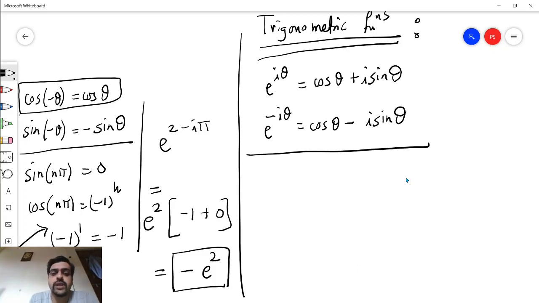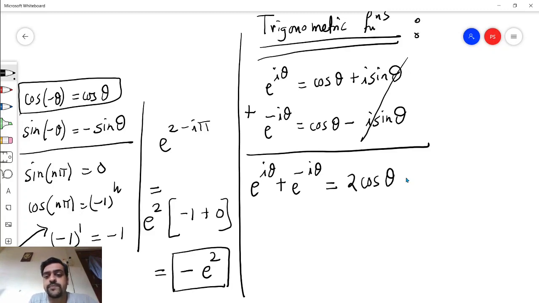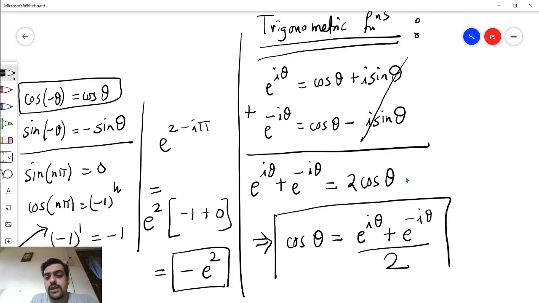Now we are going to add these two equations. So on the LHS we have e raised to i theta plus e raised to minus i theta. On the right hand side, these two terms will get cancelled with each other and we will have 2 cos theta. So cos theta will be e raised to i theta plus e raised to minus i theta divided by 2. This is a very important formula. So equation B.